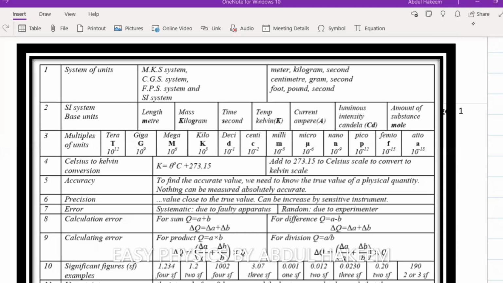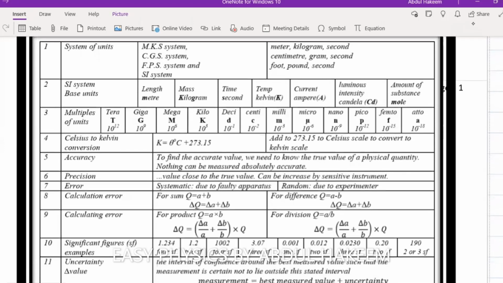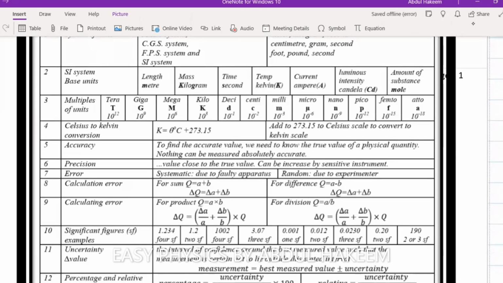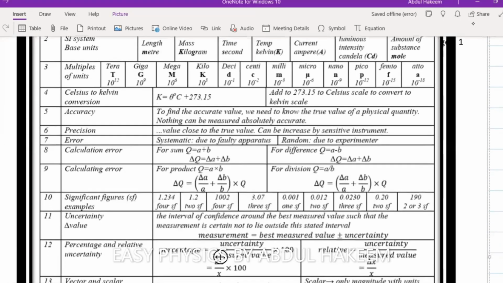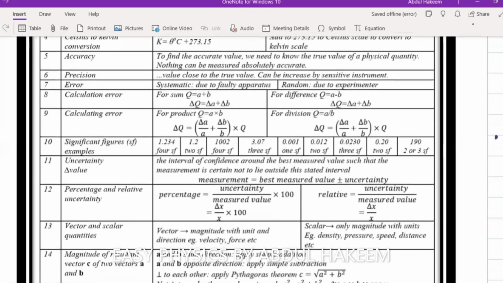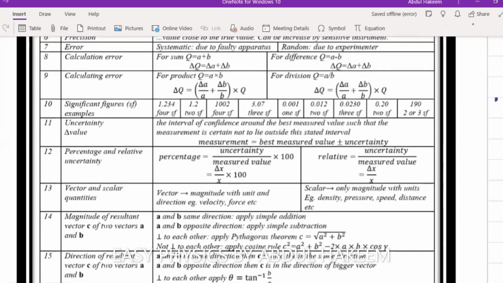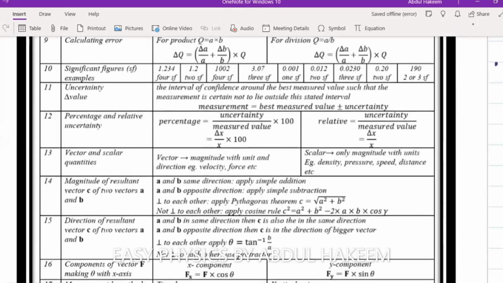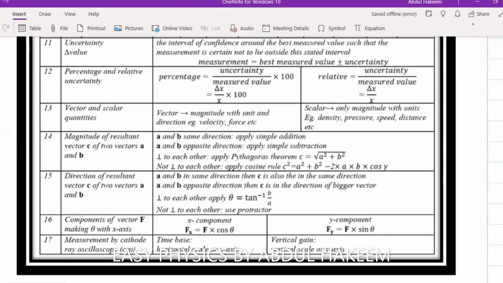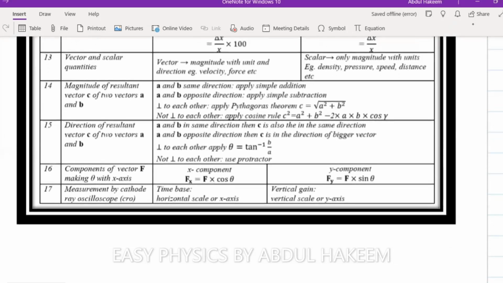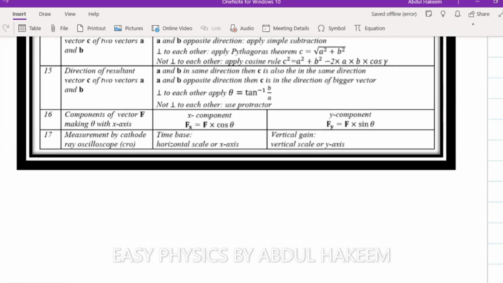Okay, now quick look at this formula sheet. You have to remember this, you have to learn significant figure, uncertainty formulas like this. So each and everything with detail is given here. So this is the summary of this paper 2.